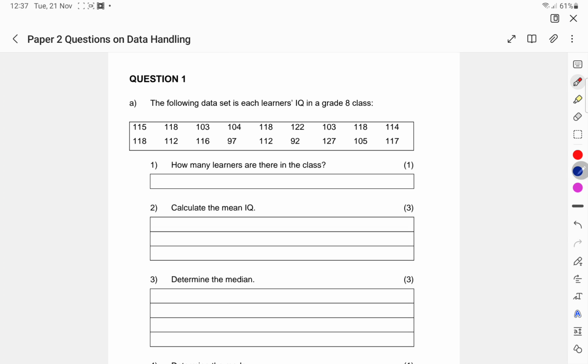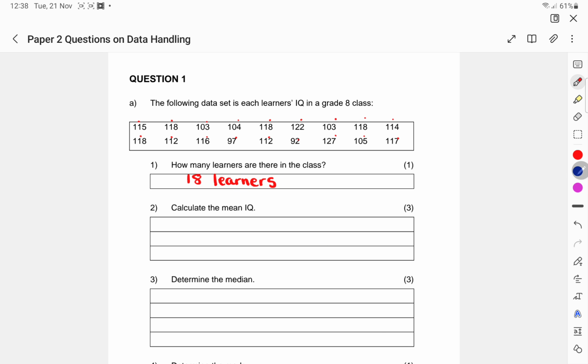They say the following data set is each learner's IQ in a grade 8 class. Although we don't test IQ anymore, we have this representation of the data. How many learners are there in the class? So how many learners were counted or were captured? 1, 2, 3, 4, 5, 6, 7, 8, 9, 10, 11, 12, 13, 14, 15, 16, 17, 18. So in total there were 18 learners.